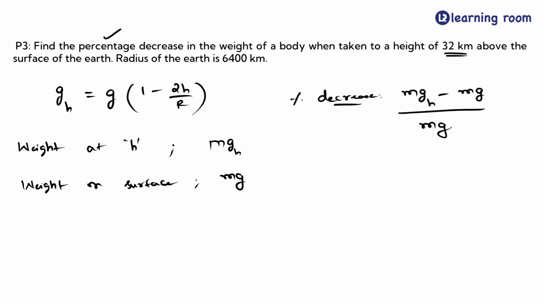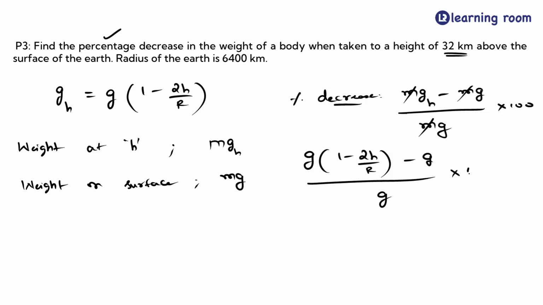No, it is not right. I'm missing something. Into 100. Yes, into 100. What I wrote is actually the fractional change. So m will get cancelled. g_h is how much?